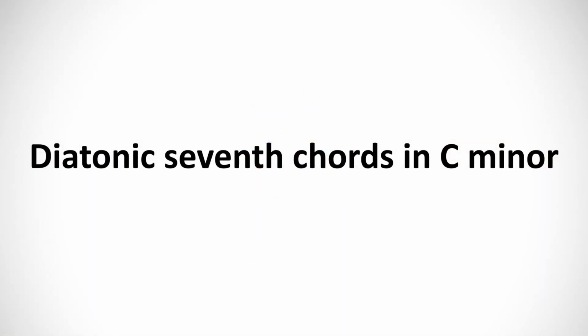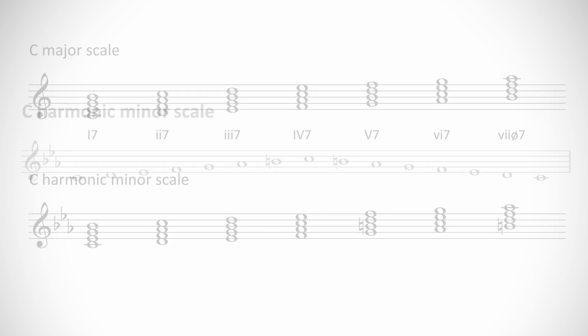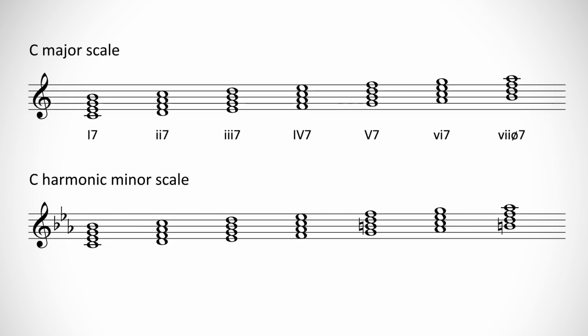Since we first reviewed the diatonic seventh chords in C major in the last lesson, let's contrast those with C minor in this lesson. First, let's review what the C harmonic minor scale looks like so we know what notes we're going to use for the seventh chords. That will give us, roughly, with scale degree 7 being flexible as needed, this assortment of diatonic seventh chords in C minor.